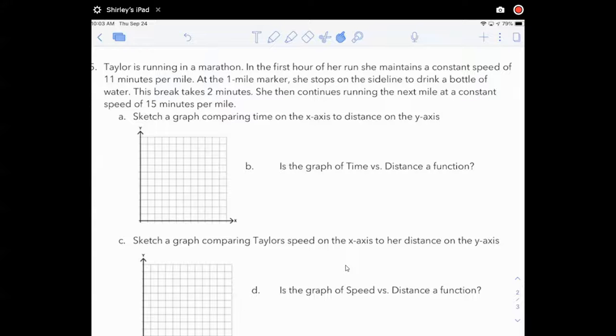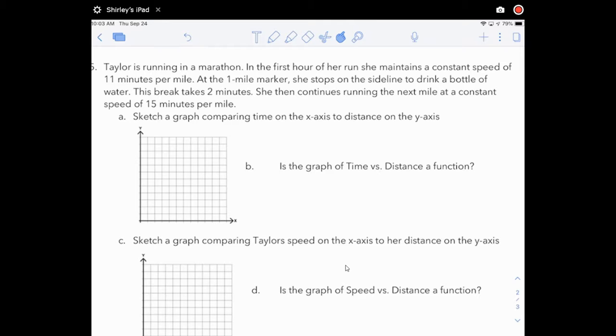Okay, our next problem here, we're going to practice reading a story, drawing a graph from it, and then analyzing, is it a function, is it not a function? And then drawing another one below, kind of comparing two different variables. But to begin, it says Taylor is running in a marathon.